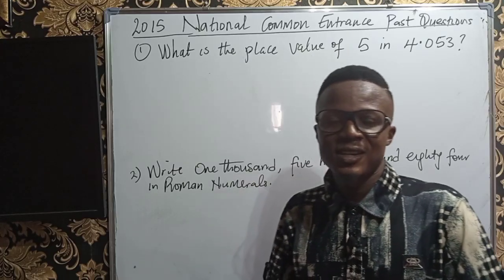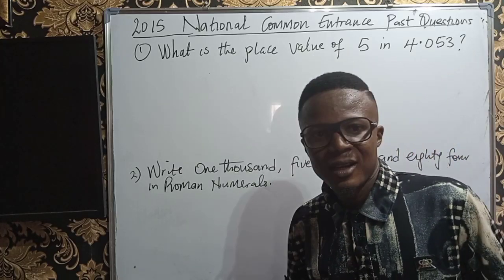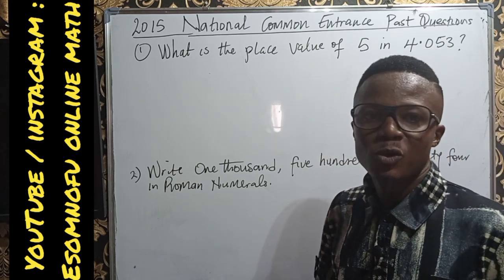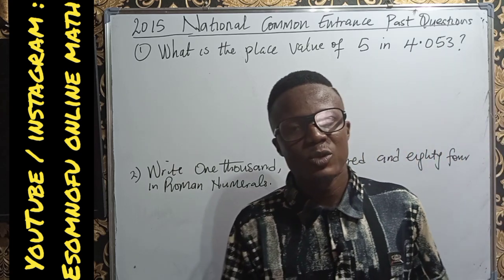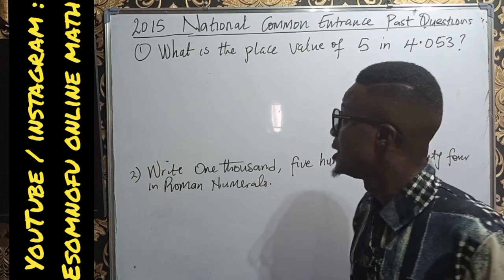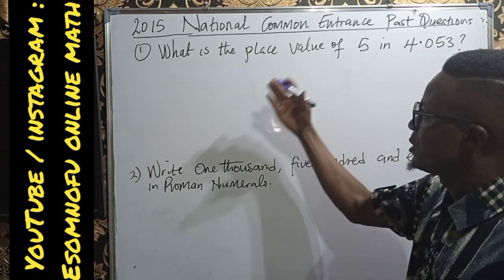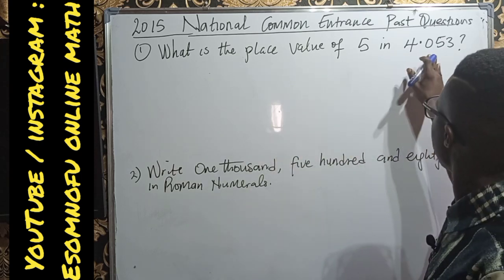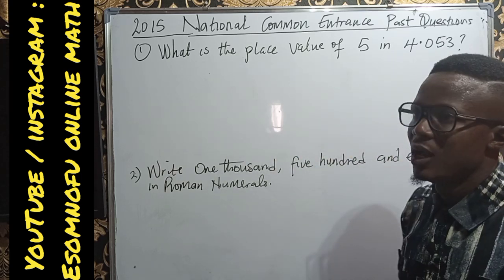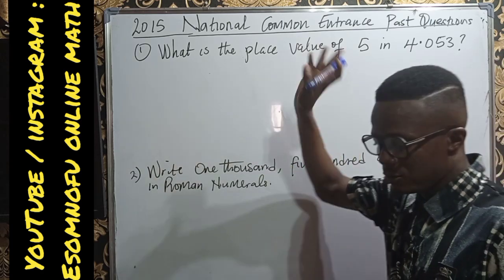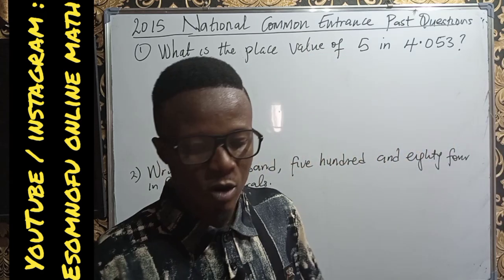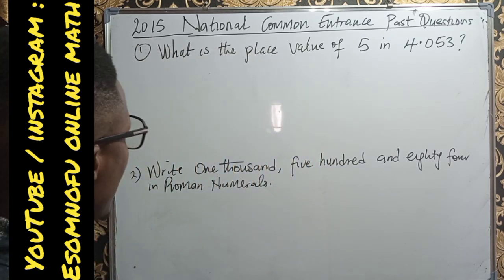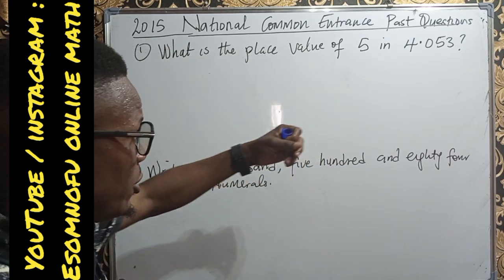Hello, friends. This time around, I wish to remember the common entrance pupils who are preparing to write examination to enter into the secondary classes. So this question, the first question here, is the place value of 5 in 4.053. And I want you to understand that this is coming from 2015 National Common Entrance Examination past question. And we are asked to find the place value of 5 in that number.